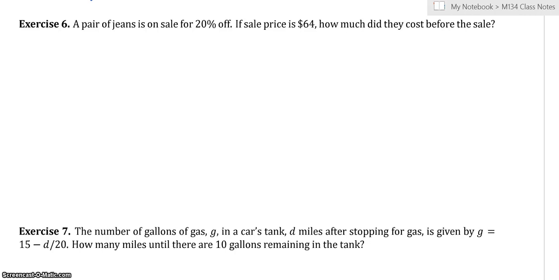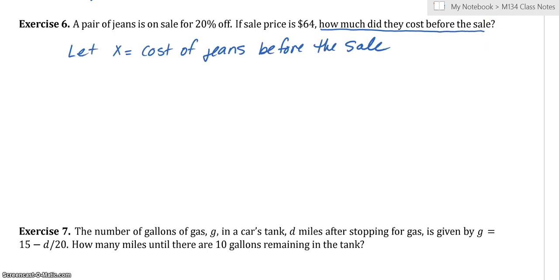What I like to do to get my own formula, the steps I like to use, is first I like to figure out what my variables are. My variables are usually the unknown quantities. And it says here, how much did the pair of jeans cost before the sale? So that's what I'm going to let my variable be. I chose X, but you can choose any letter. You can choose C for cost. But I chose X, and X is the cost of the jeans before the sale. By the way, that's in dollars.